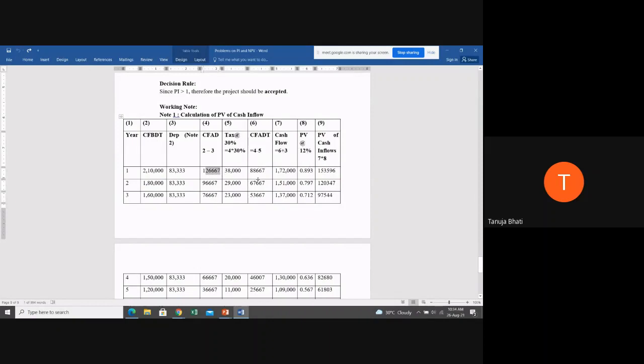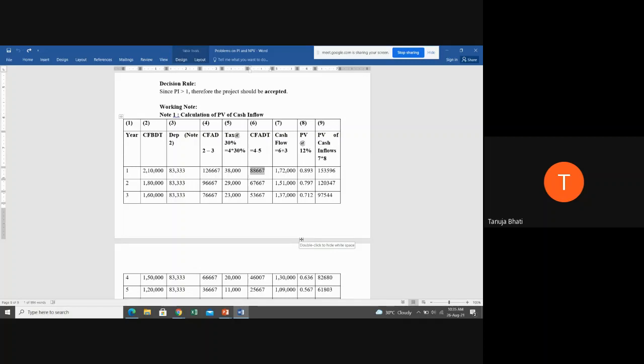Okay. So what is the cash flow after depreciation and tax? Now here you have given effect to depreciation and tax. So it will be your cash flow after depreciation minus the tax. You will get cash flow after depreciation and tax, that is 88,667. Now, students, remember, in this 88,667, depreciation is included, but we just want cash inflows.